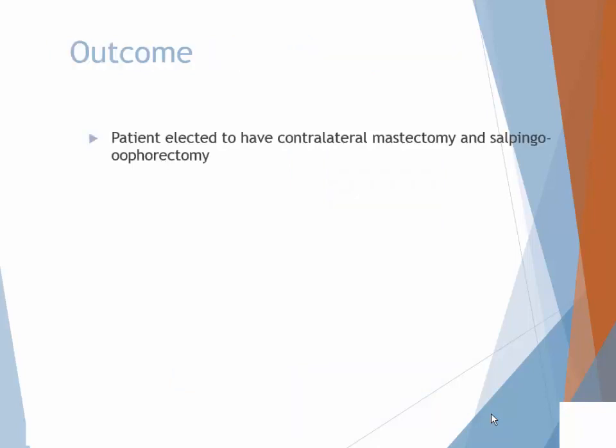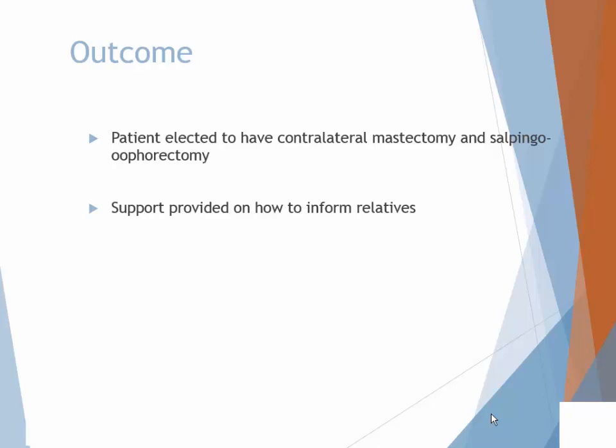So the outcome for this lady was that because she'd had breast cancer, she knew how difficult that particular time frame had been in her life. She didn't want to have a risk of going through breast cancer again, so she chose to have a mastectomy of her other breast and the salpingo-oophorectomy.